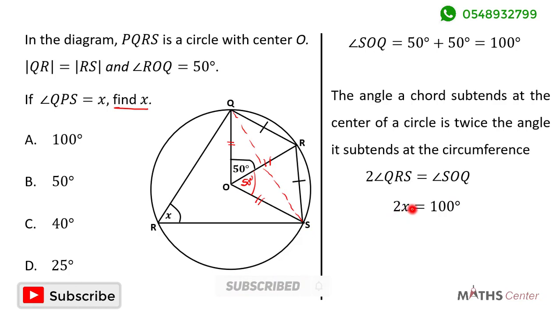So you have 2x is equal to 100 degrees. To get x, I'll divide both sides by 2. So x will be equal to 100 degrees divided by 2, which is 50 degrees. So the value of x is 50 degrees. When we look through the options, we can see that the correct option is B.